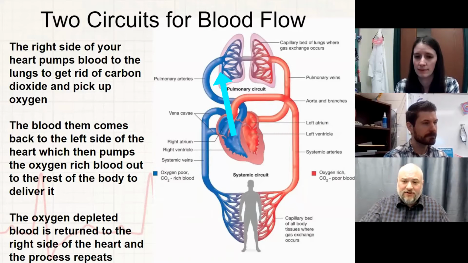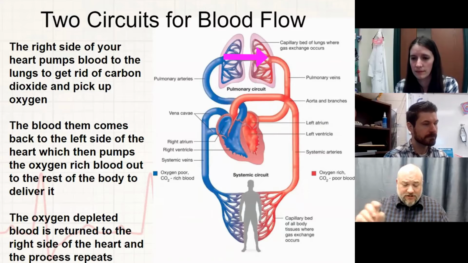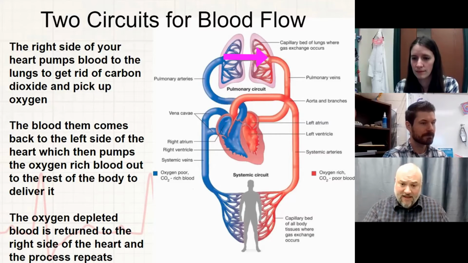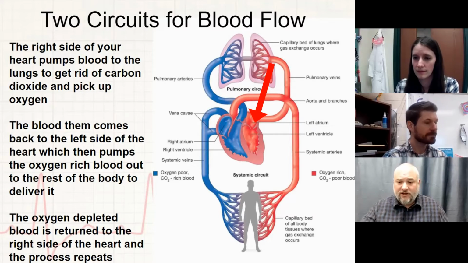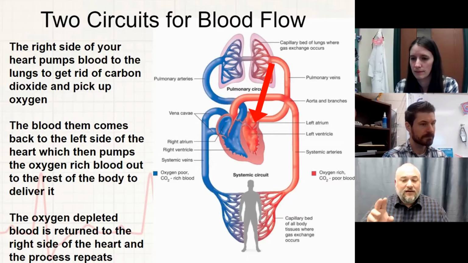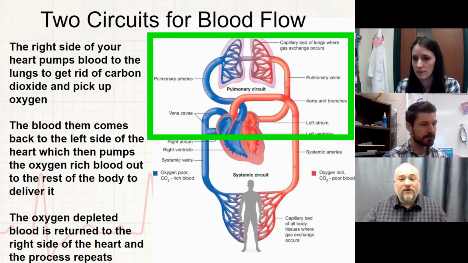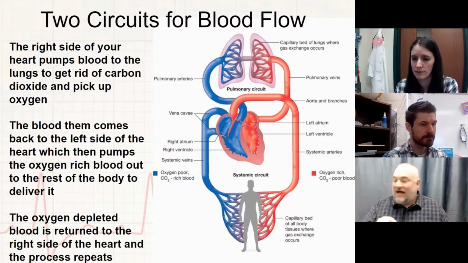It's going to pump it up to the lungs here, go through the capillaries in the lungs, which are really small vessels we'll get to in the next section. It's going to drop off the excess carbon dioxide, which you'll breathe out, and pick up oxygen. Then it leaves the lungs and comes back to the heart, oxygenated, to the left atrium. That circuit from the heart through the lungs and back to the heart we call the pulmonary circuit. It's one circle, heart to the lungs and back, and that picks up oxygen.